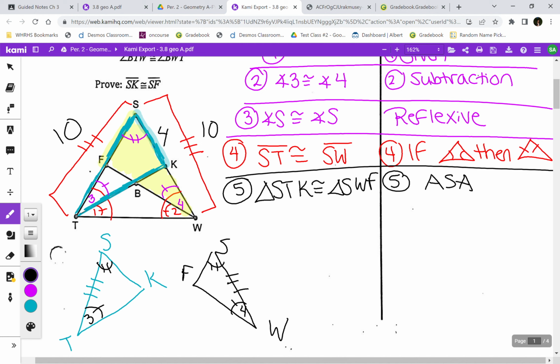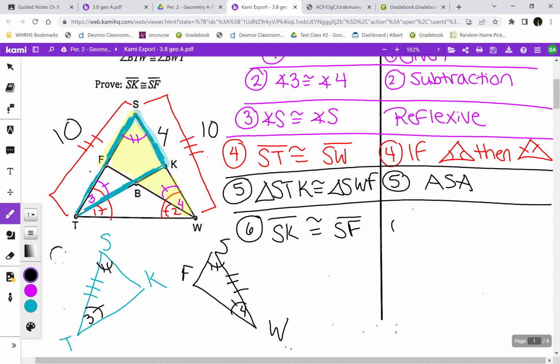Now, are SF and SK sides of these triangles? Absolutely. So this becomes a CPCTC. SK congruent to SF, CPCTC.